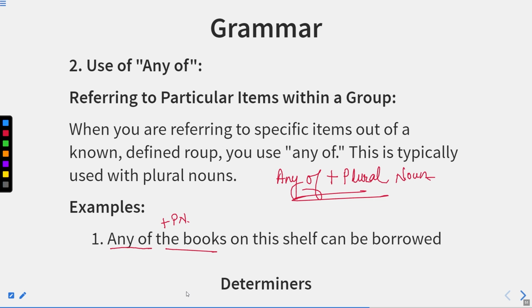Because any, though it does not depict a particular amount, it is important to state that any of refers to something which is more than one. When you are referring to specific items out of a known or defined group, you use any of. This is typically used with plural nouns.